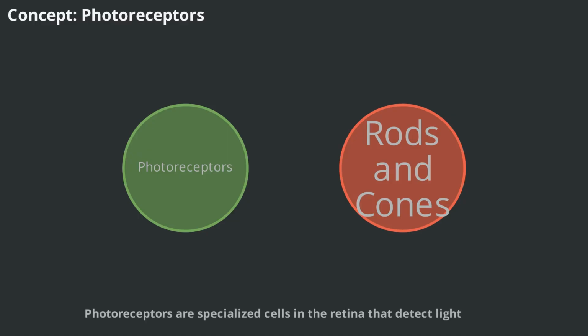Photoreceptors are specialized cells in the retina that detect light. There are 2 main types: rods, which are sensitive to low light, and cones, which detect color. Photoreceptors convert light into electrical signals, forming the foundation of our visual experience.